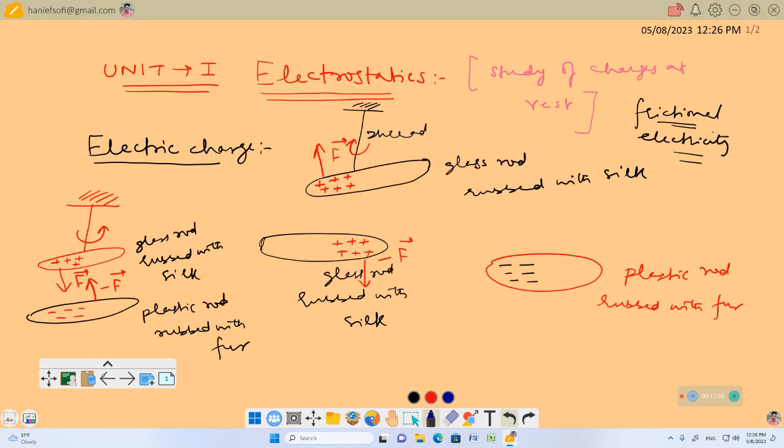So a glass rod rubbed with silk will attract the plastic rod rubbed with fur because the charges are unlike, they are opposite in sign. But if you take a glass rod rubbed with silk closer to another glass rod rubbed with silk, or a plastic rod rubbed with fur closer to another plastic rod rubbed with fur, there will be repulsion because charges of the same sign repel, or like charges repel each other.